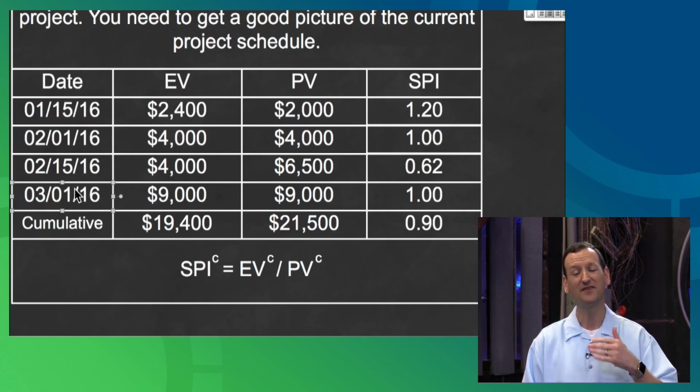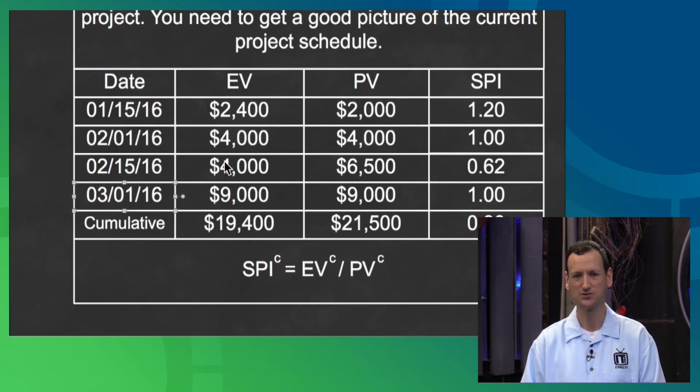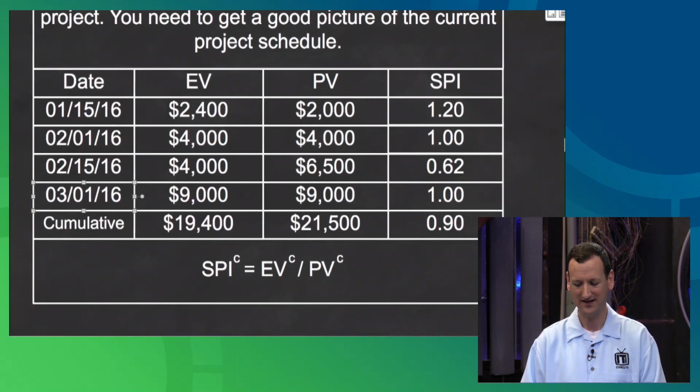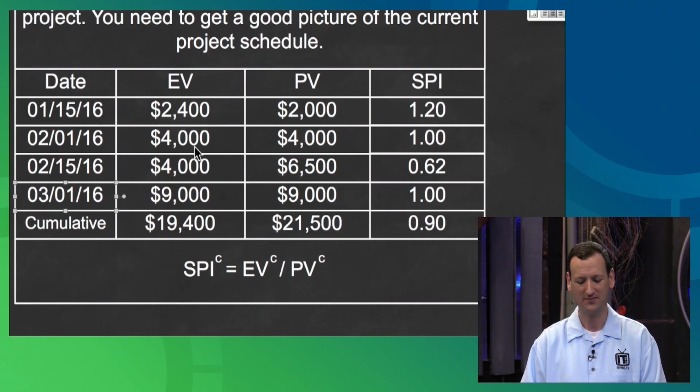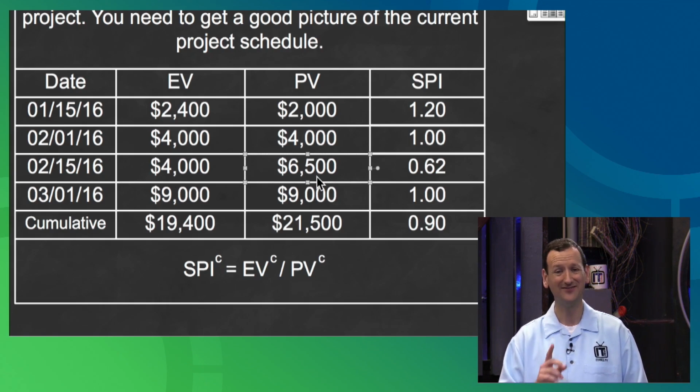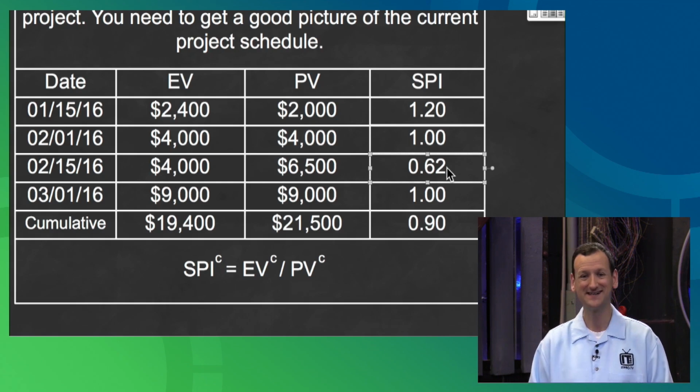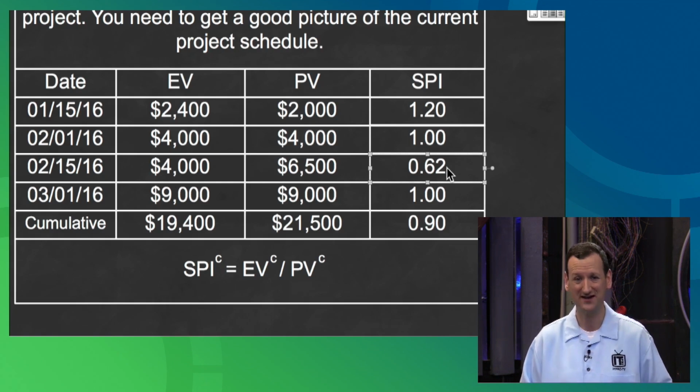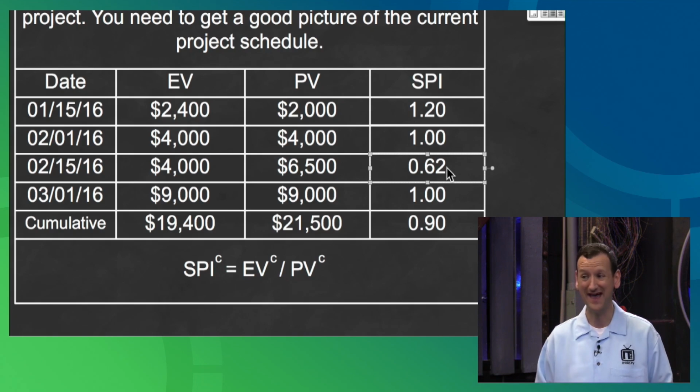But when I'm concerned about the health of the project, I need to know that in the past things were not so healthy. And looking back here, looking at my SPI, I had an earned value of 4,000, planned value of 4,000, things are right in line. But afterwards, I had an earned value of 4,000, my planned value was 6,500, I had a 0.62, I was 38% off my schedule. That's bad, right?